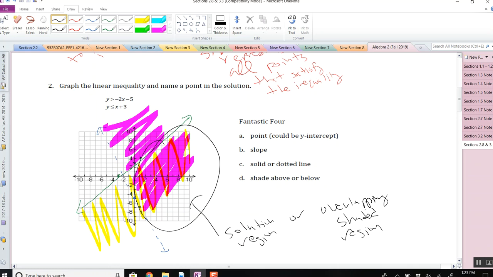So any point in that overlapping region will satisfy both inequalities. So that's going to be, again, our solution. So for example, (6, 0), see how that's in the overlapping shaded region. If I plug in 6 for x and 0 for y into each of the inequalities, each inequality will work.